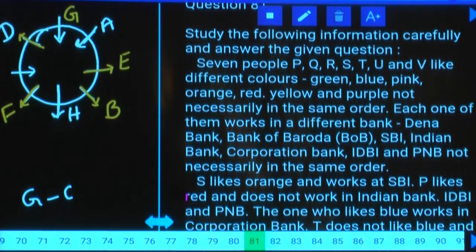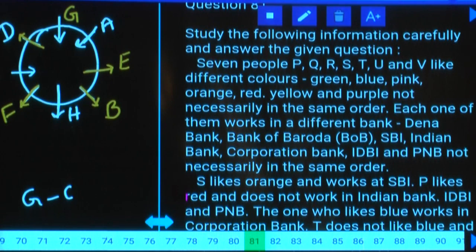Now in this question numbers 81 to 85, 7 people P, Q, R, S, T, U and V like different colors. How many colors are there? Green, blue, pink, orange, red, yellow and purple are the 7 colors, not necessarily in the same order, and each one of them works in a different bank. What are the different banks we have? Dena Bank, Bank of Baroda, SBI, Indian Bank, Corporation Bank, IDBI and so on.